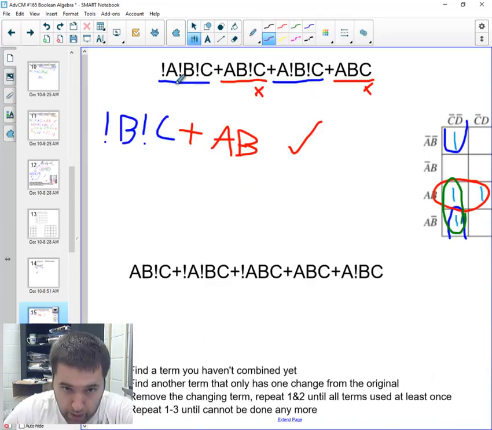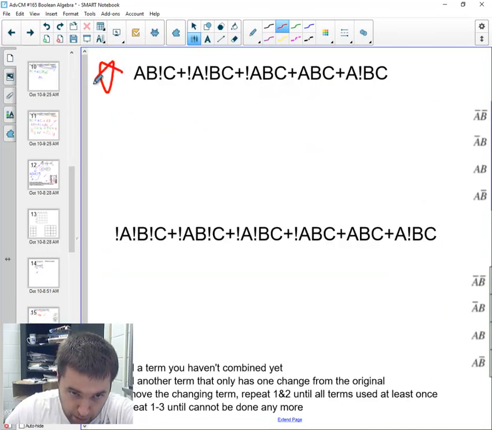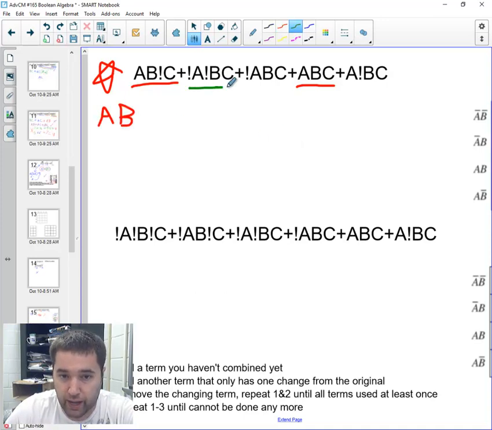So again, we're working on this problem right here, which is the same as this problem right here. We have A, B, not C, which the first one is this one. I factor out the A, B. Next one I look at is not A, not B, C. Matches up right here: not A, B, C. So this is plus not A, C.